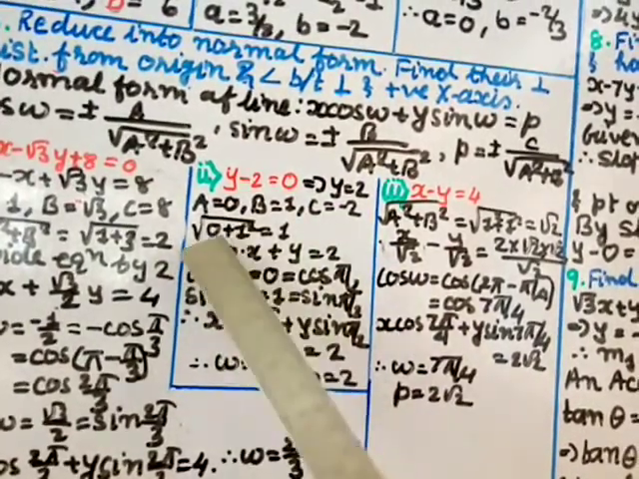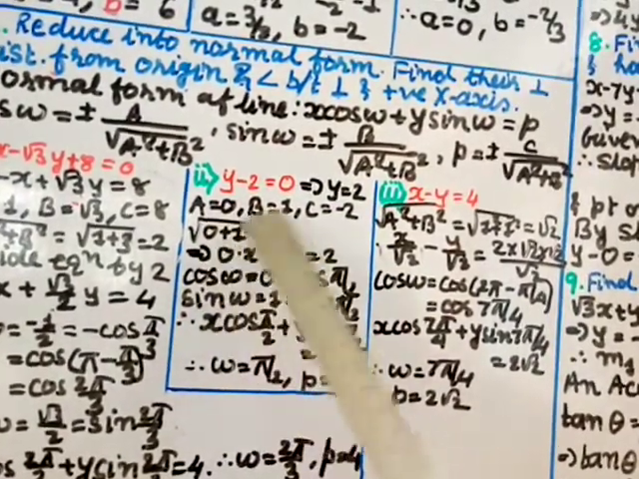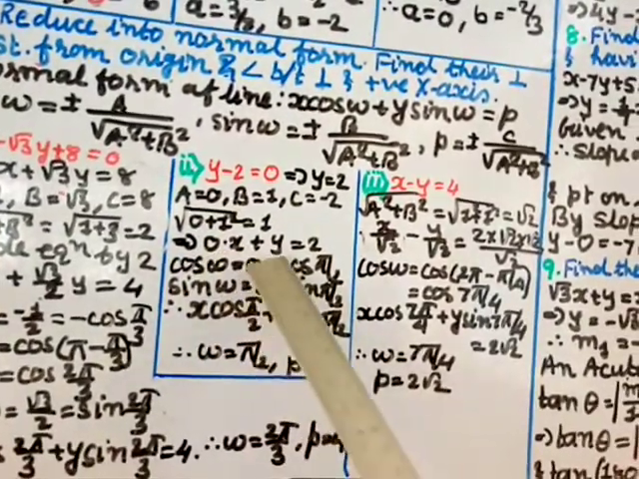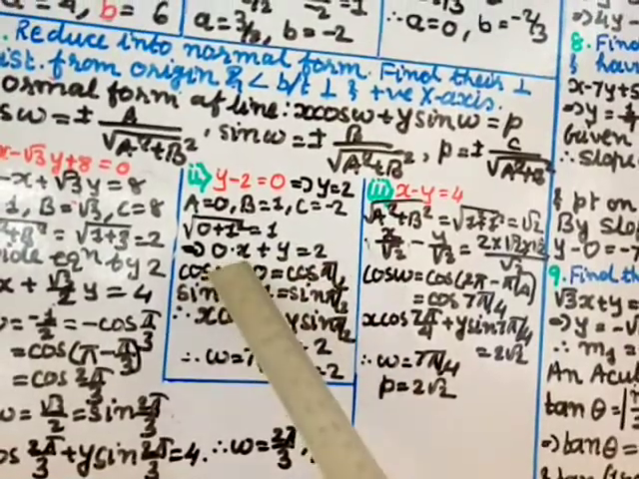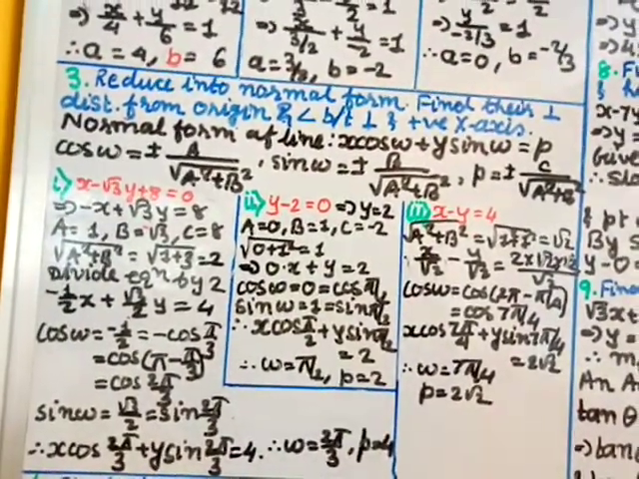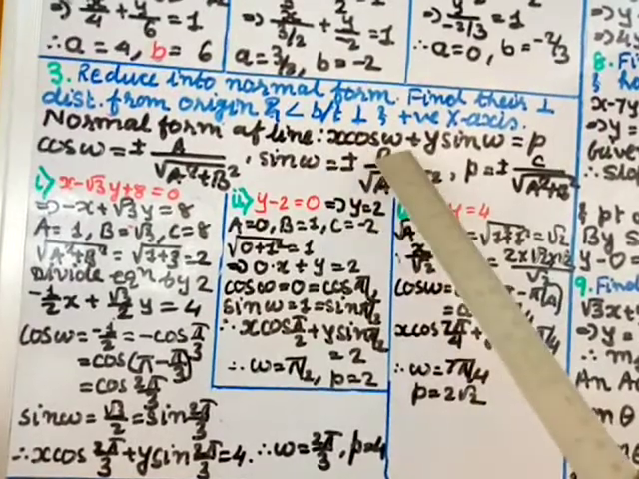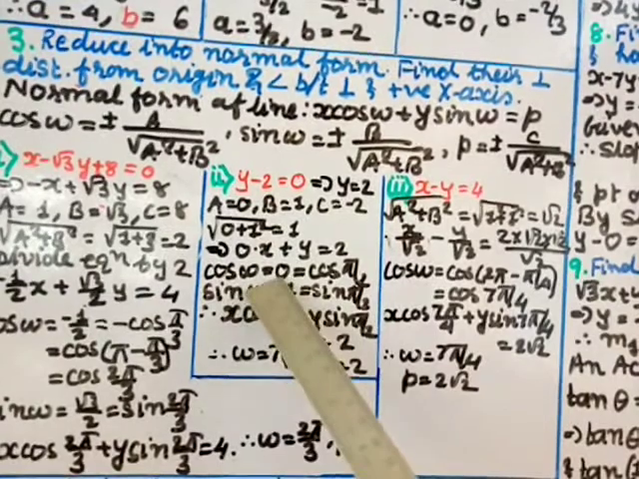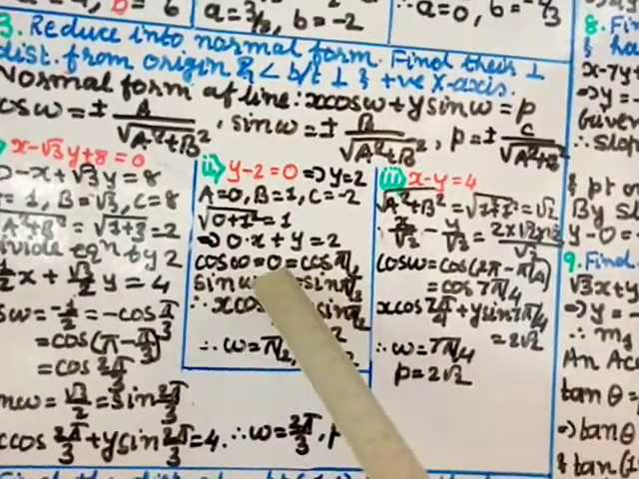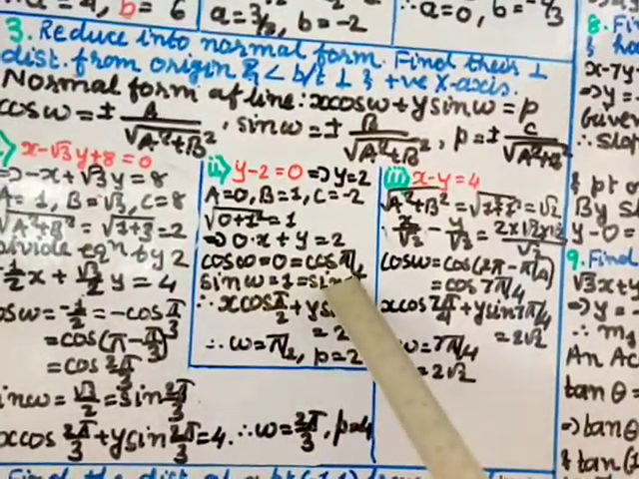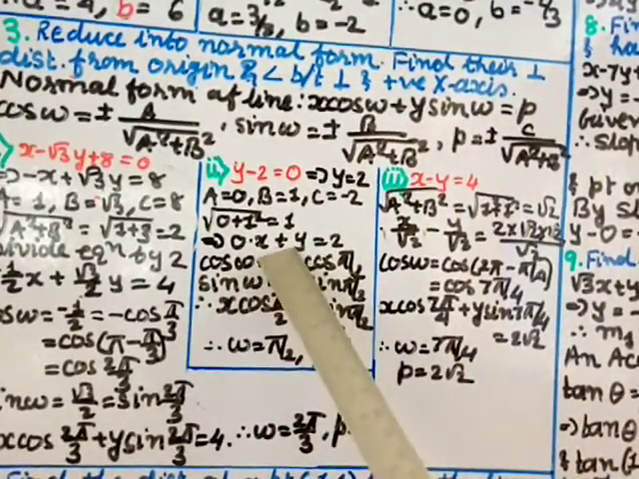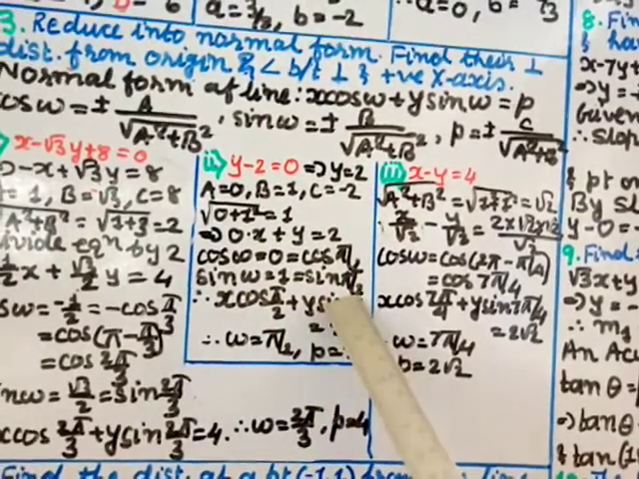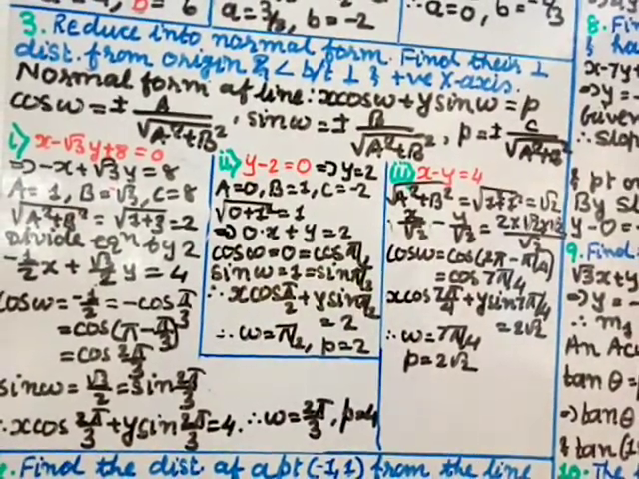Now you find square root of a square plus b square, so 0 square plus 1 square gives you 1. Now this can be written as 0 into x plus y equal to 2. Now compare this with your standard normal form of equation of line, that is x cos omega plus y sin omega equal to p. So cos omega will be 0, and cos pi by 2 is 0. That means omega should be pi by 2, and sin omega should be the coefficient of y, that is 1. So this sin value which is 1 is sin pi by 2, that means omega should be pi by 2. So for both it is pi by 2.